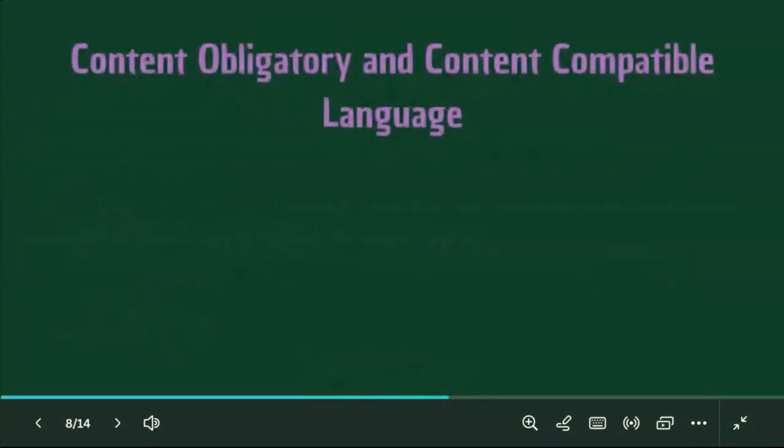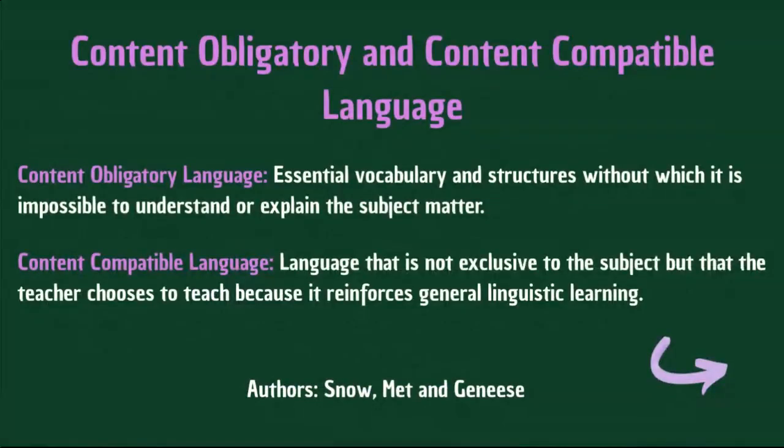In the next slide, we continue. It is about content obligatory and content compatible language. The authors are Snow, Met and Genesee. And this, again, classifies vocabulary and grammatical structures according to their relationship with the content. This is for a teacher.